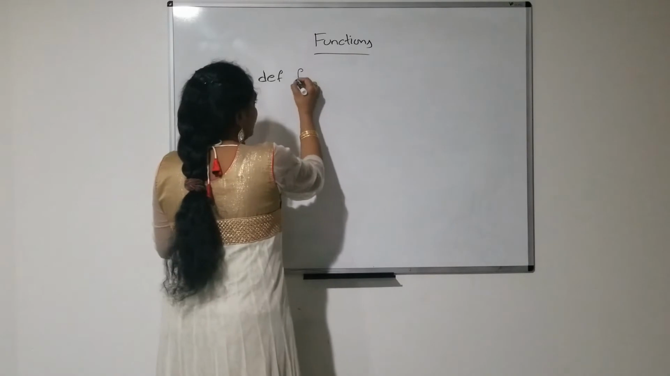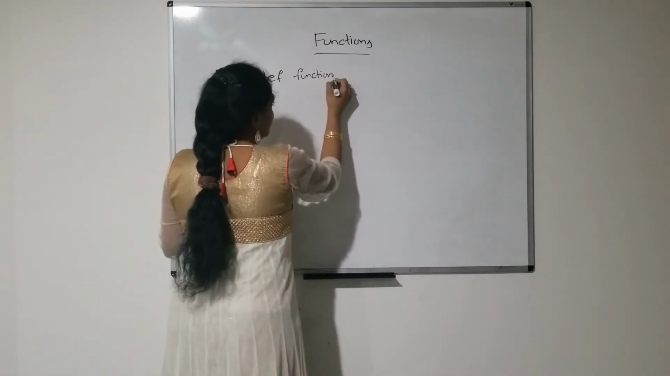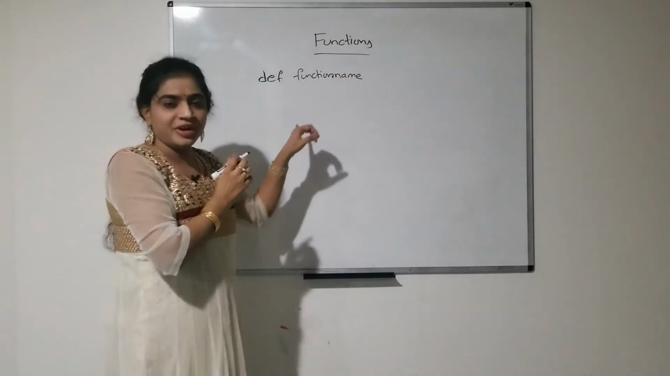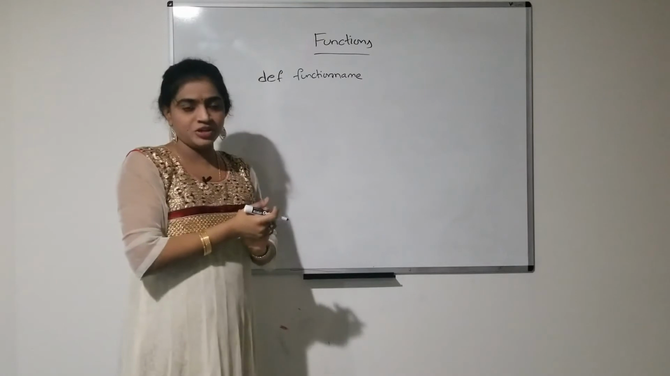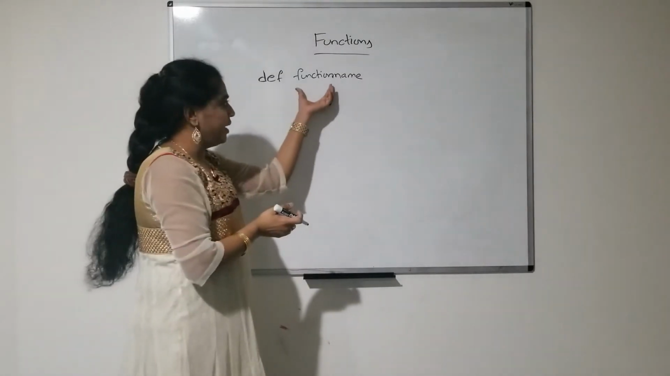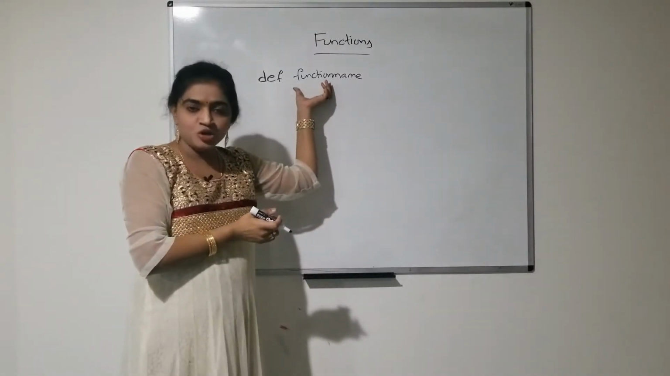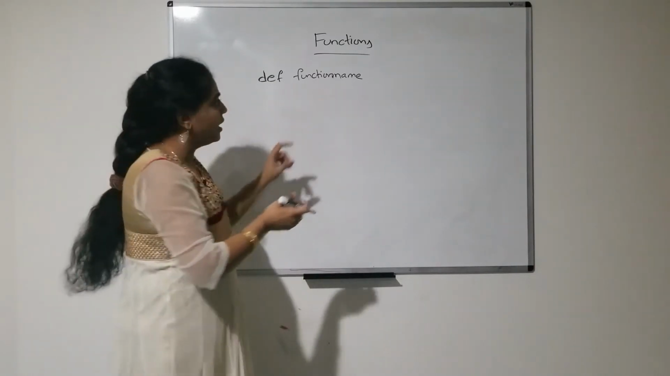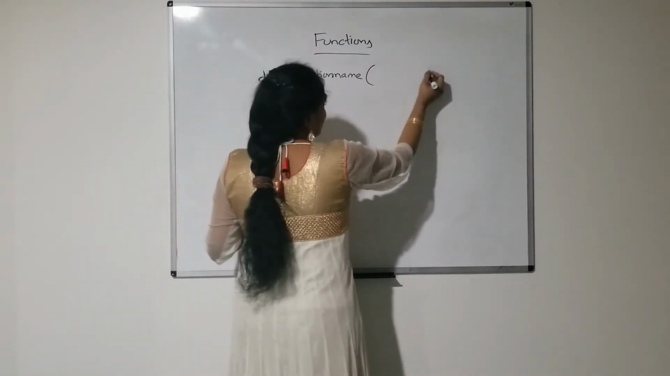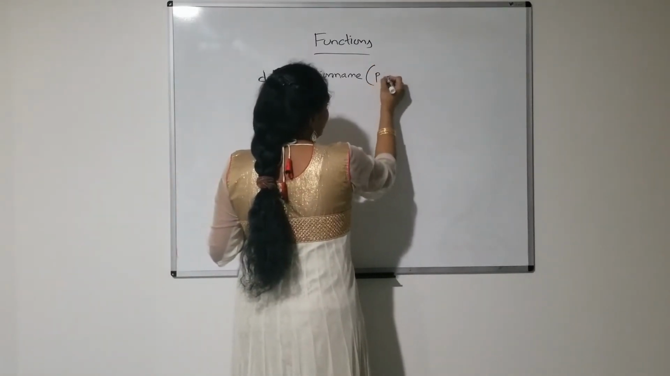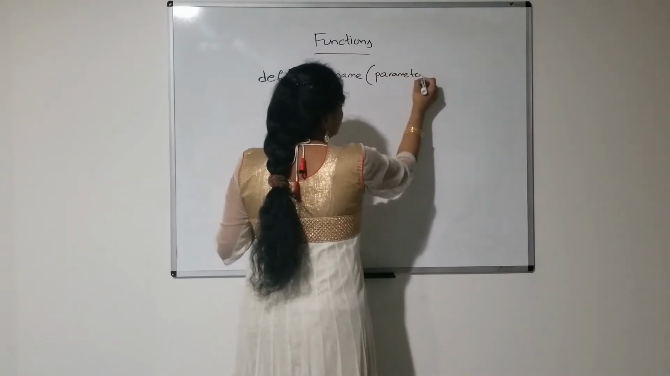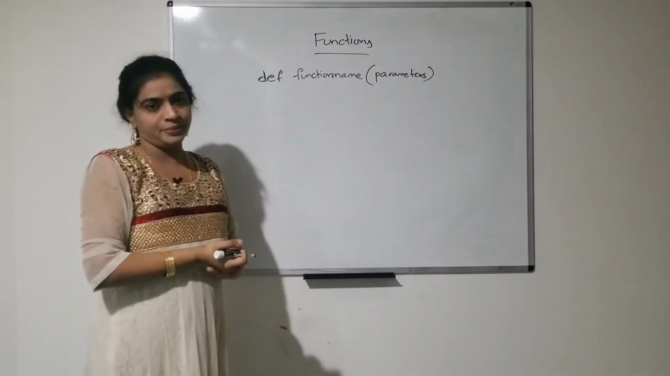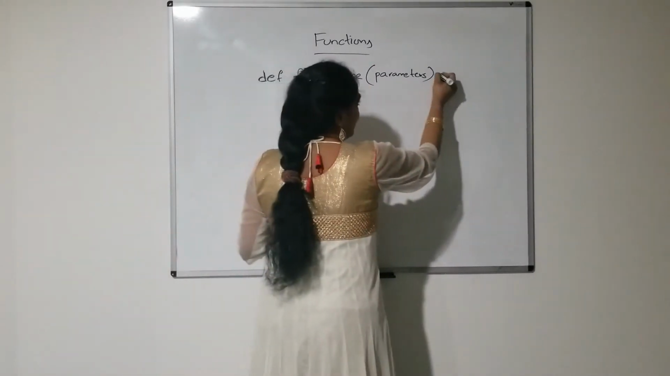Here is the function name. While writing a function name, you have to follow some rules. Whatever rules are meant for identifiers are also meant for function names. That means the function name should not start with a digit and you should not take keywords as a function name. Within the parentheses you can pass parameters. We can also call these parameters arguments; both are the same. Next it is followed by a colon.